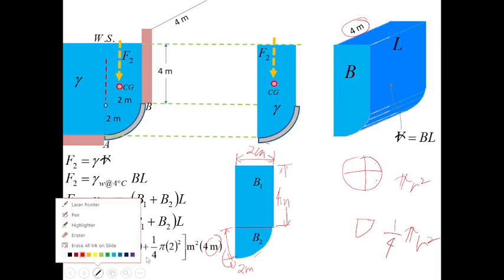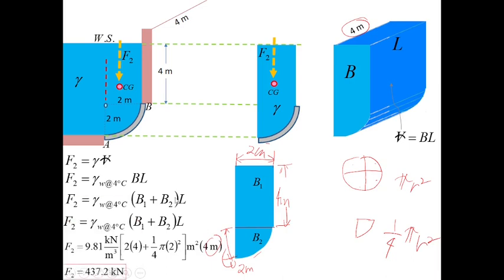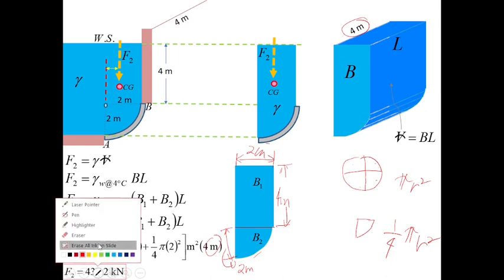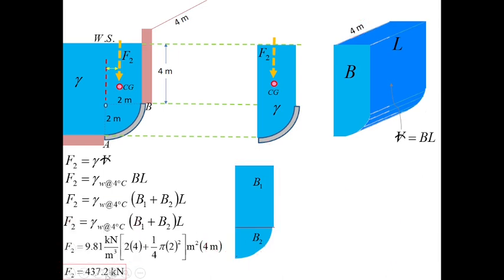So, the answer is 437.2 kilonewton. That is the magnitude of our force, which is also the weight of the liquid above this curved surface. So, 437.2 kilonewton.